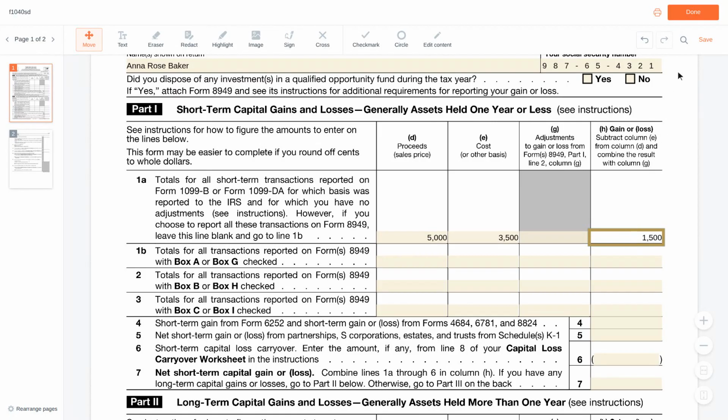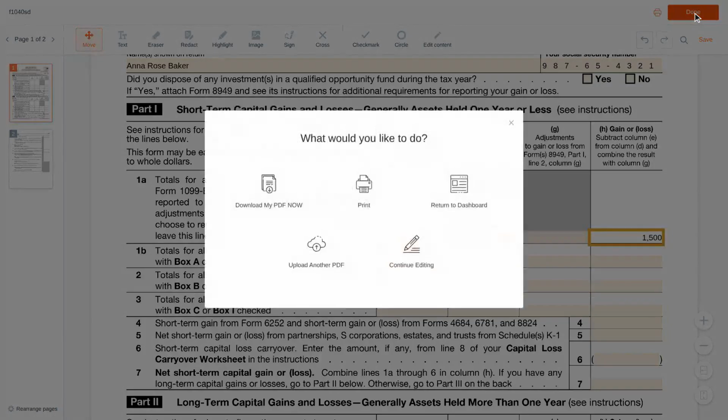The schedule nets your short-term and long-term results together. If you have a net loss, you can deduct up to $3,000 against other income and carry the rest forward.